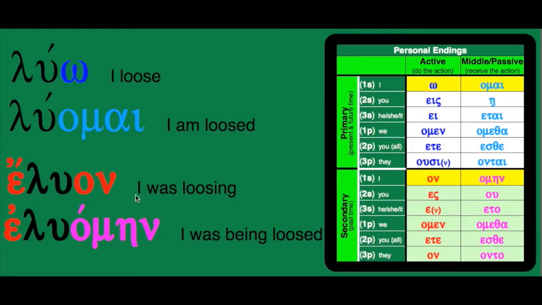Eluon means I was loosing. We translate it ongoing because the imperfect tense is always ongoing action. So eluon means I was loosing. I'm doing it in the past time. Elu amen means I was being loosed. It's happening to me, ongoing past time.